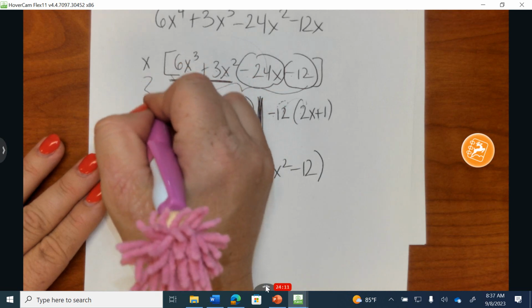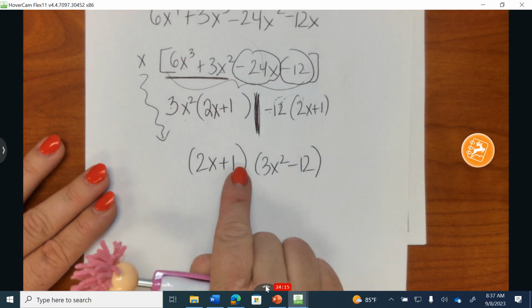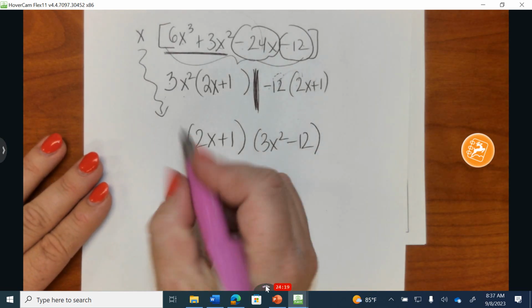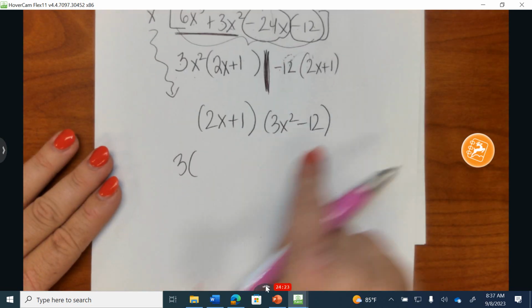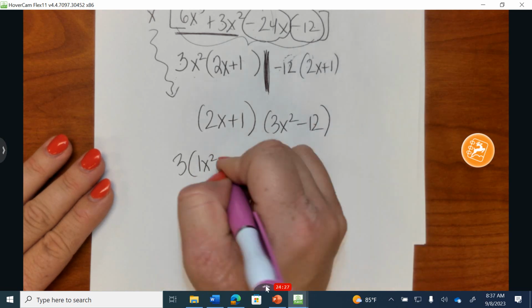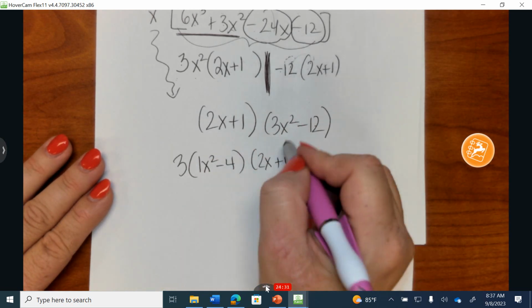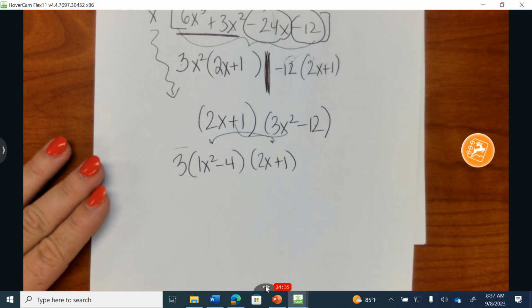Now, I'm going to bring this down later on, but first let's look at this. Can I factor out anything other than a 1? I cannot. But here I can factor out a 3. Because I didn't factor it out right away, it happens at the end. So I factor out a 3 to get 1x squared minus 4. So if you're lost, I just took this and factored out a 3, and this is the other parenthesis.